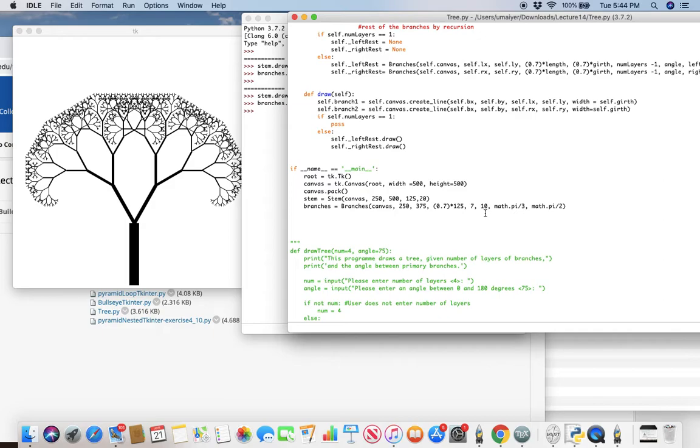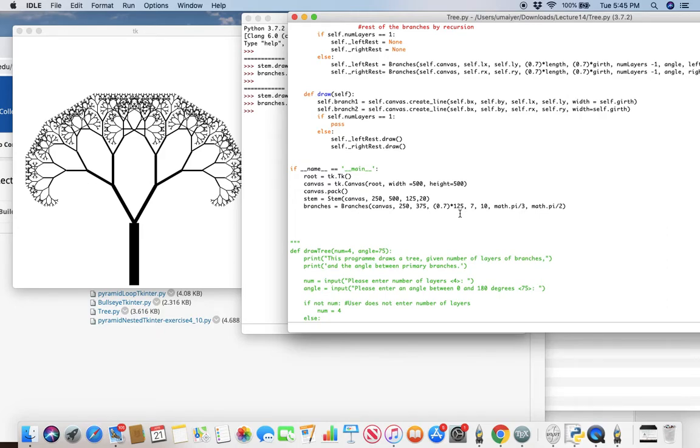Okay. Maybe that. Let's see what branches class takes. It takes a canvas. What is this 250? What is this 375? Let me understand that. 250, I suppose, is the x coordinate because you have to start in the center. What is this 375? 375 because 500 minus height. Okay, that's the height. 500 depth minus height, 375. So these two represent the x and y coordinates of this point.